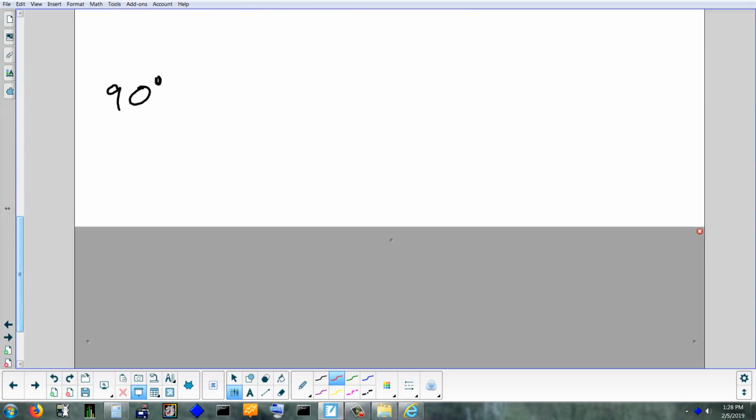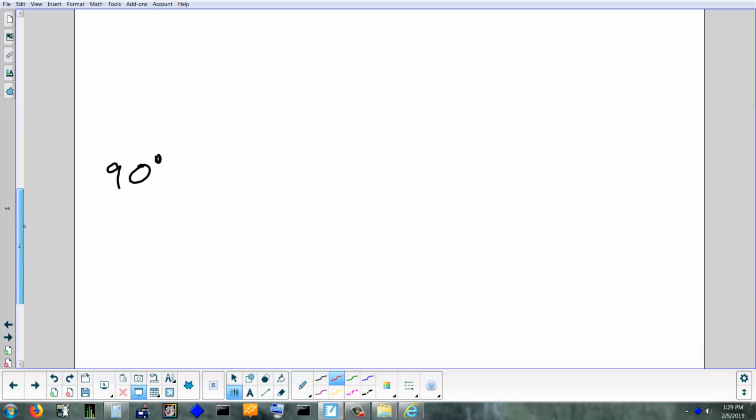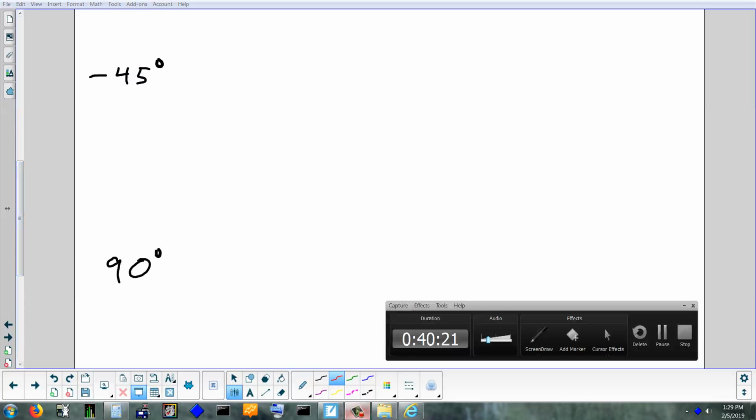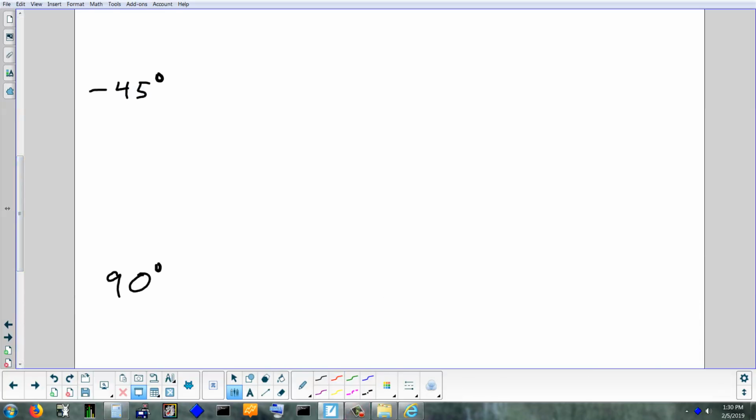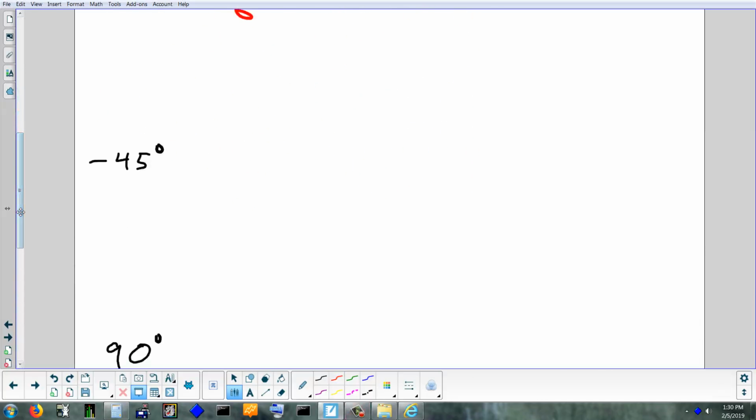Okay, and I'll put up both of those at the same time. Negative 45 degrees and then 90 degrees. All right, so both of these are exactly the same type of problem we just did. So both of them we're going to multiply by pi, divide by 180.